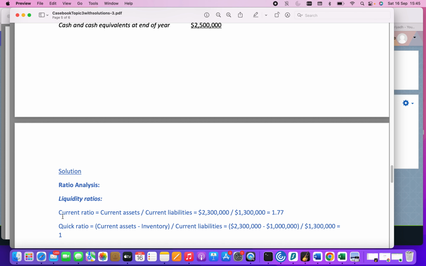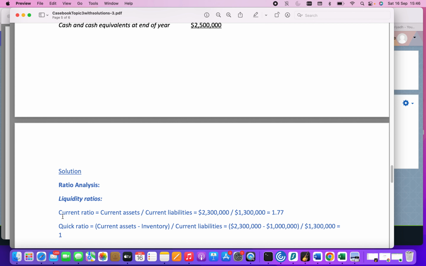So the current ratio is the normal go-to ratio for any company, and we see that there we place our current assets, which are at 2.3 million, over our current liabilities, 1.3. So the idea is, do we have enough to cover our current liabilities? And you can see there that for every dollar we owe, current liabilities are money that is due to be paid back within the year.